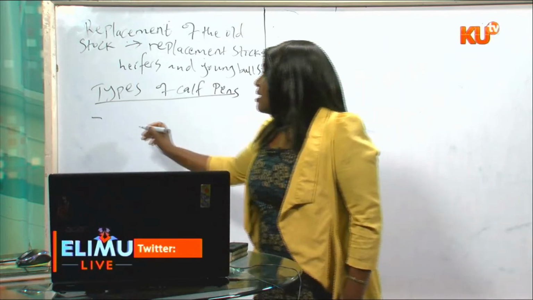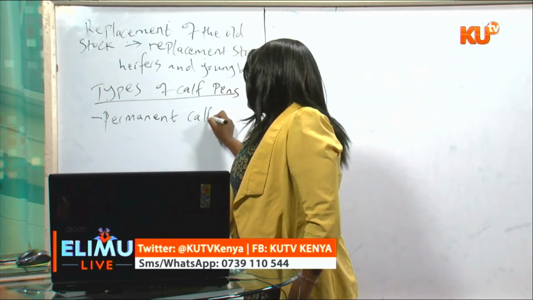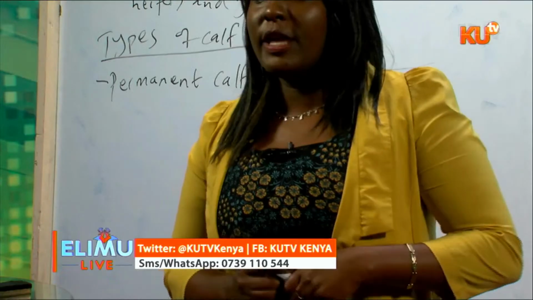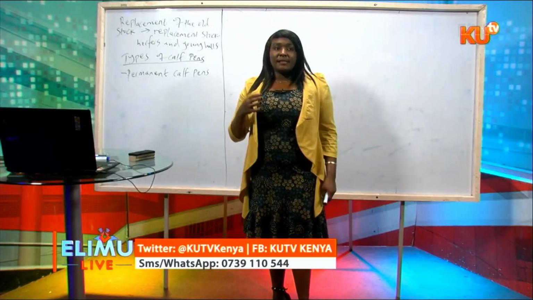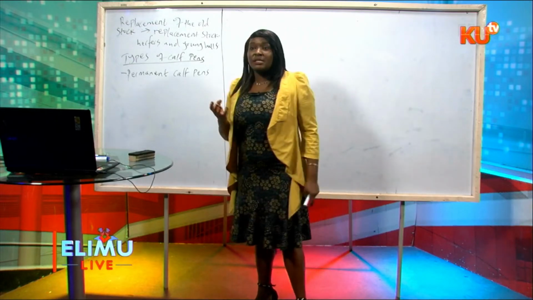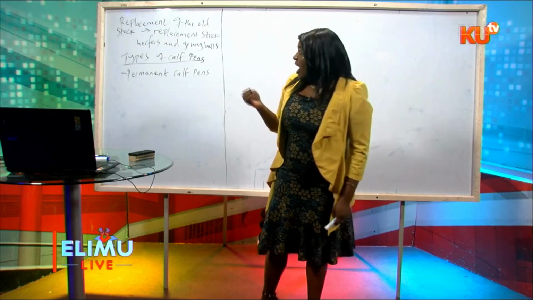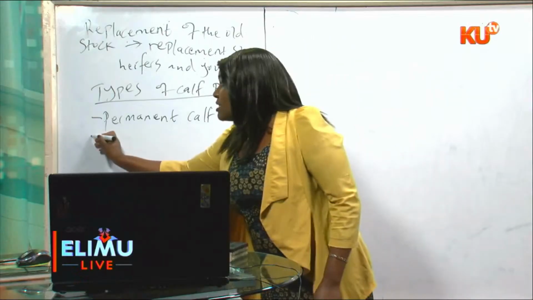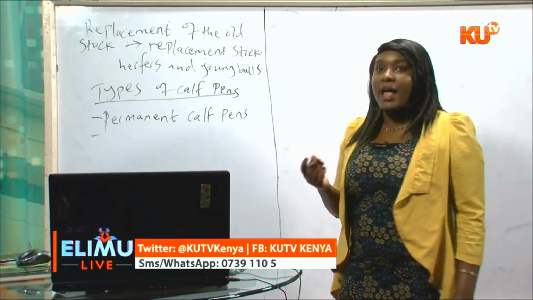So generally we have two main types of calf pens, and the first type of calf pen is called the permanent calf pens. Permanent calf pens are capital intensive, and therefore you require some heavy investment in terms of finances, because it means they are going to last in your farm for a long time. They require a huge amount of money compared to the second category of calf pens that we can use in our farms to rear our calves.